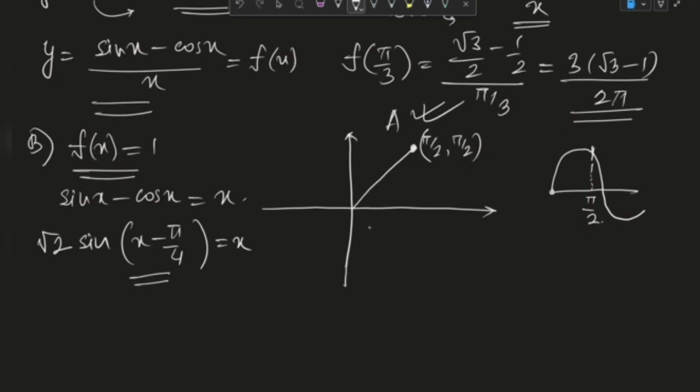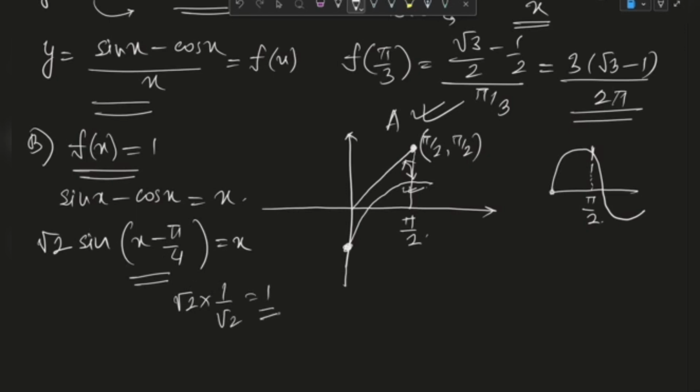I will draw it here completely. This is something of the sort what it will look like. So basically if you can see, these two curves never meet. In whichever way you draw this curve, it will never meet. This is your pi by 2, and this is basically pi by 2 minus pi by 4, which is root 2 times sine of pi by 4. So root 2 into sine pi by 4, which is 1 by root 2.